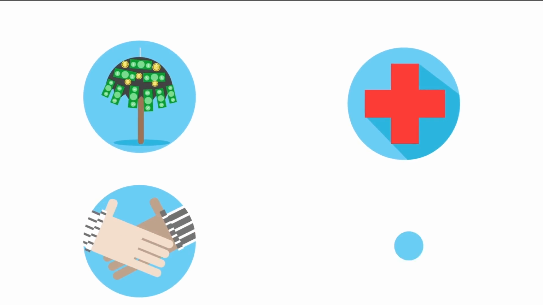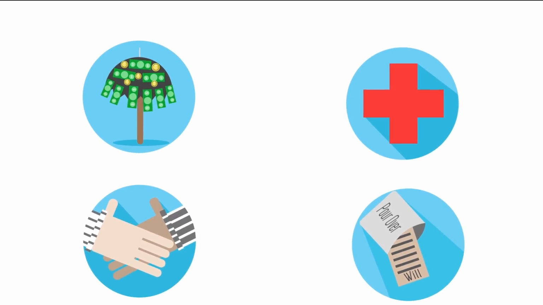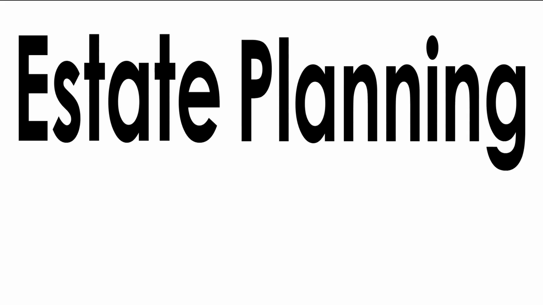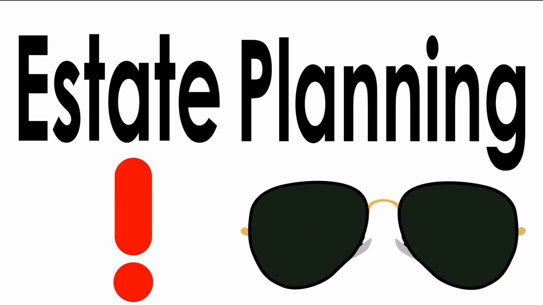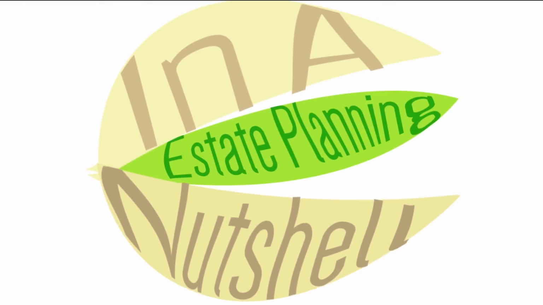Have you ever heard terms like life insurance, healthcare, a trust, or a will, but never really knew exactly what they were? Well, these things are covered in what's called estate planning, and it's actually a pretty important and kind of cool process to understand. But it can be pretty boring to learn all this stuff on your own, which is why I did all that for you so you can learn everything you need to know about estate planning in a nutshell.